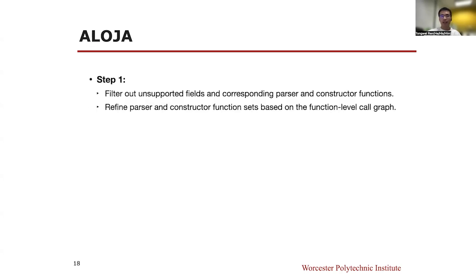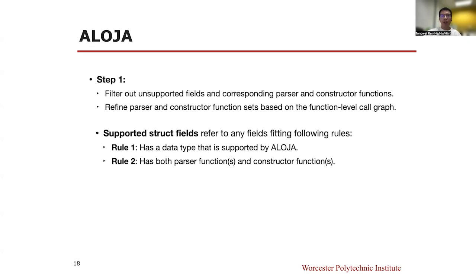The first step consists of 2 small actions. Aloja first filters out unsupported fields and corresponding parser and constructor functions. Then it refines the parser and constructor function sets based on the function level code graph. Supported struct fields refer to any fields fitting the following rules. Rule 1. The supported field should have a data type that is supported by Aloja. Rule 2. The supported field should have both parser functions and constructor functions.